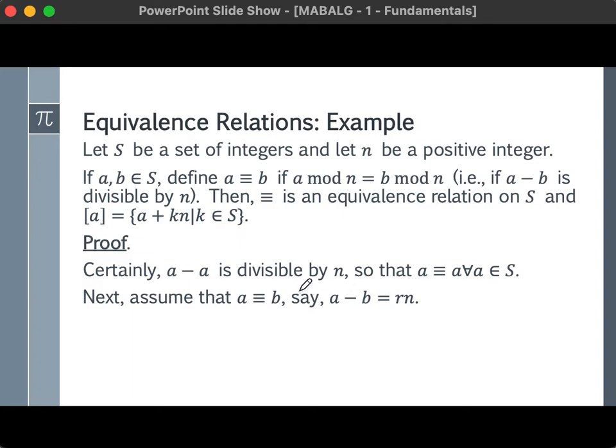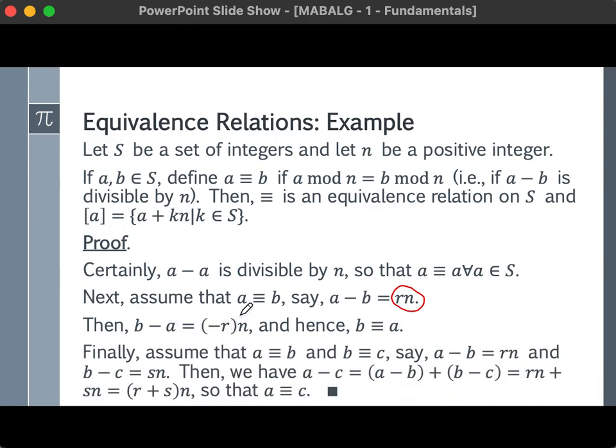So we're going to set a minus b equal to r times n, since a is in this form. Then b minus a is going to be equal to negative r times n, since we have shifted a minus b, which became b minus a. So the sign on the right-hand side must also be changed. We change the sign for r to be negative, and hence b is congruent to a.